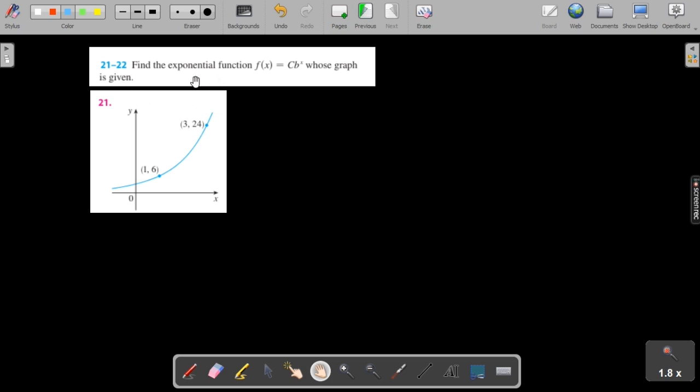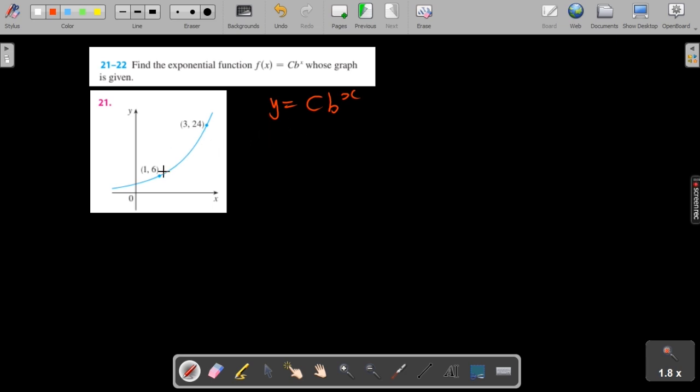So you're asked to find the function. It's currently written in terms of C and B. So you're supposed to find what that C is and what that B is. Luckily, we have 2 points to work with, so let's use that. Remember, f of x is y as well, so you can write it like this.